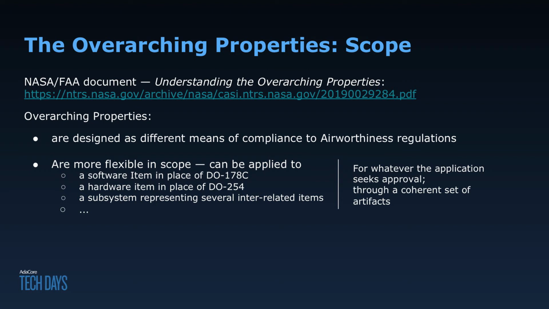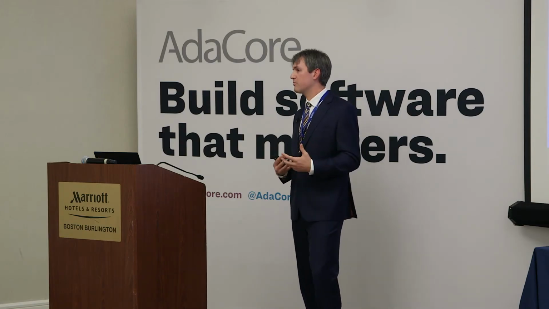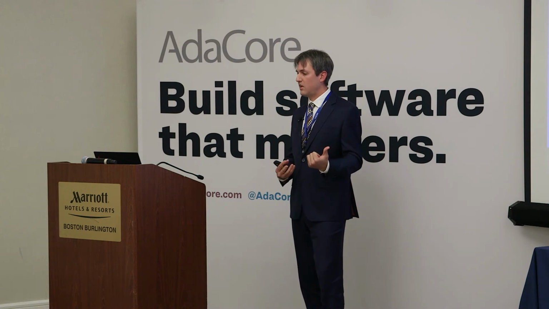So these properties are designed to be a different means of compliance to airworthiness regulations. They were designed to be flexible in scope. So the Overarching Properties Working Group imagines that these can be used for software, for hardware, for subsystems that combine multiple items together, possibly all the way up to the aircraft level itself. The intent is that for whatever the application, through a coherent set of artifacts, the overarching properties can be used to seek certification approval.